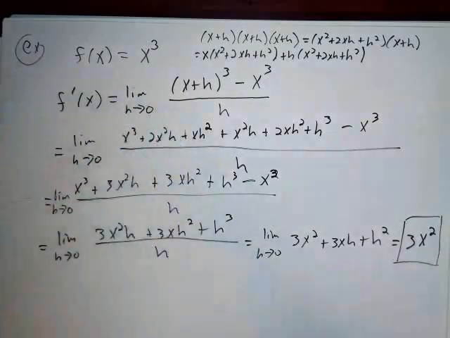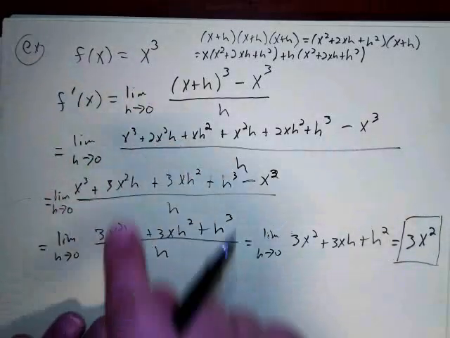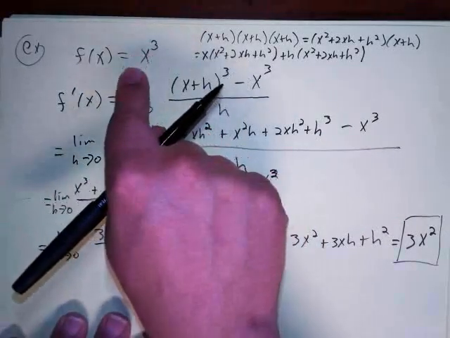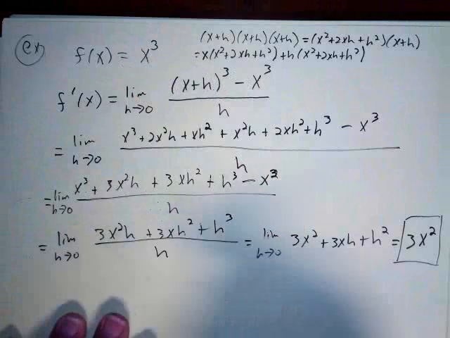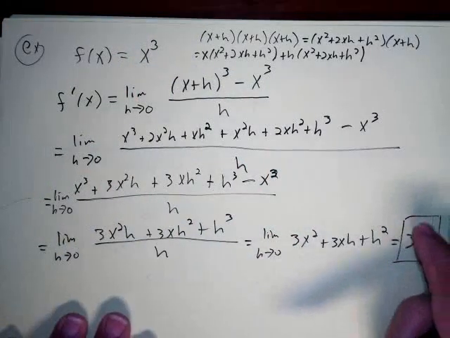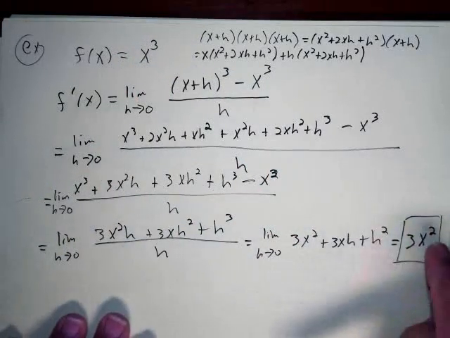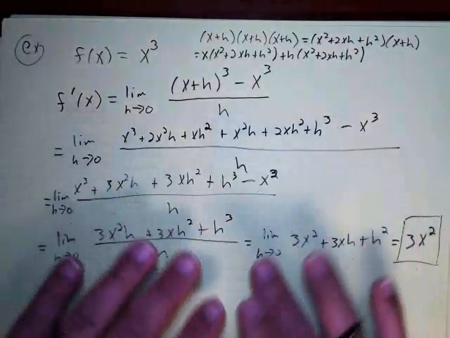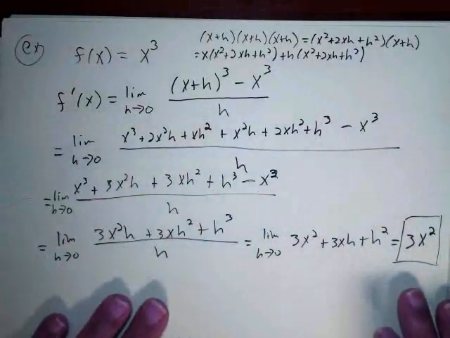If you've done any calculus, you know that there's a power rule that says you can bring the exponent down in front and then subtract 1. That's actually what happened here. We brought the 3 down and subtracted 1 and got a squared up there. Okay? So this is kind of a proof that that works for x cubed.